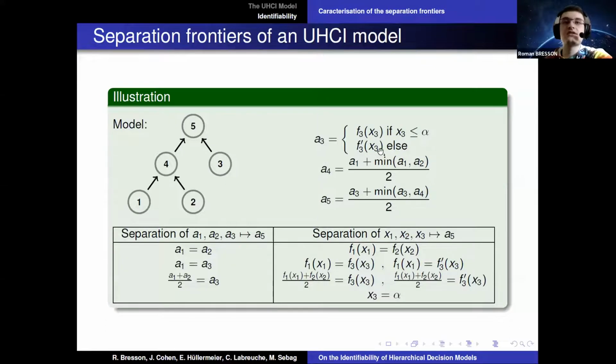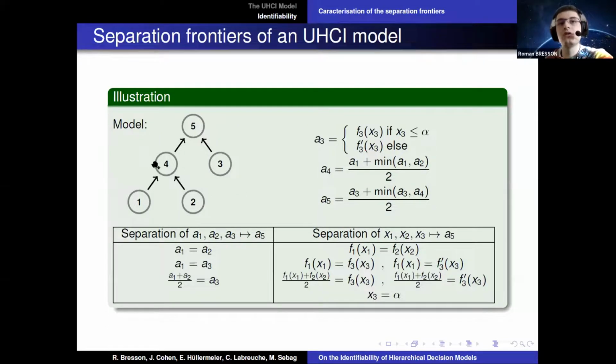So you can see that you have a separation border when X3 is alpha, where the function is not C1 anymore. And then for A4, which aggregates A1 and A2, if you write it like that, you will have one region where A1 is smaller than A2, in which case A4 equals A1. And you have another region where A4 equals (A1 plus A2) out of 2, if A2 is the min term.